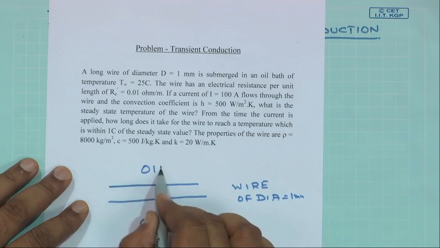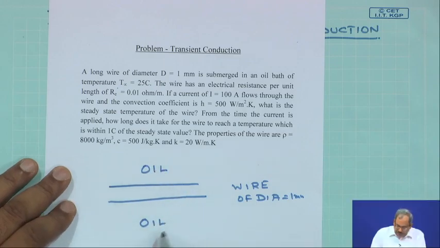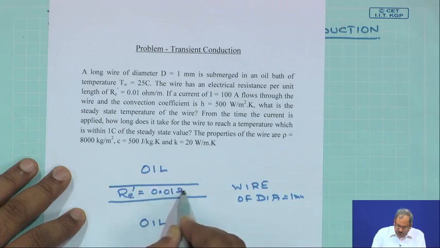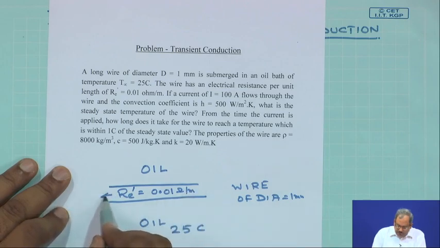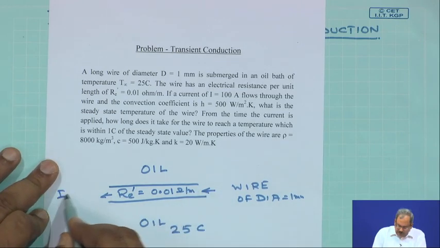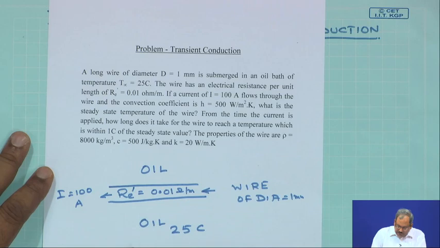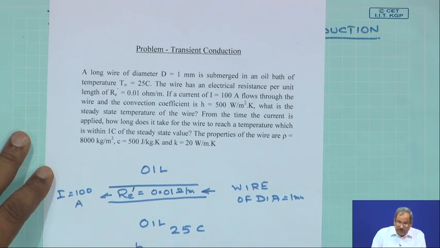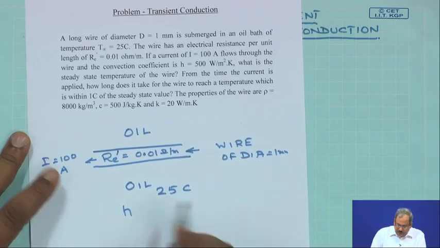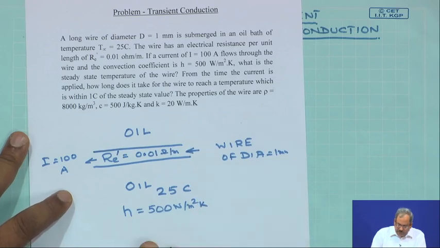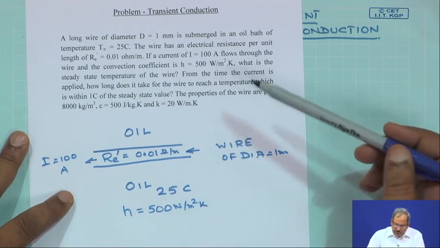So, it has oil everywhere, and the oil bath is at a temperature of 25 degrees centigrade, and the wire has electrical resistance per unit length. I call it R_E prime, equal to 0.01 ohm per meter, and the current which flows through this, I, is equal to 100 ampere. The oil bath creates a convective environment where the value of h is equal to 500 watt per meter square Kelvin. So, there are a few parts to the problem.